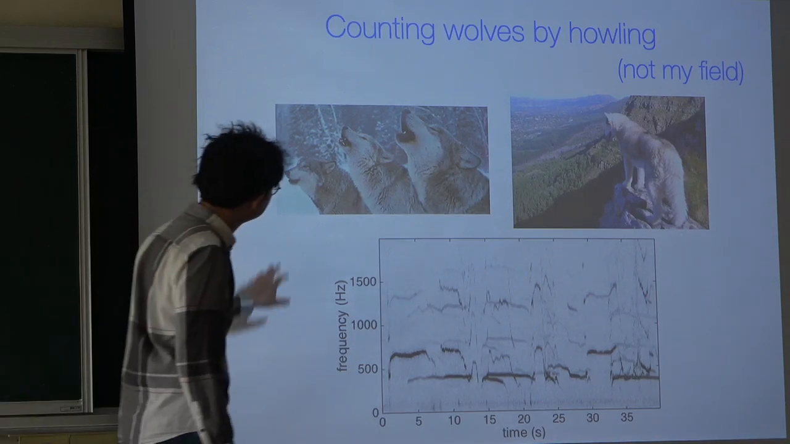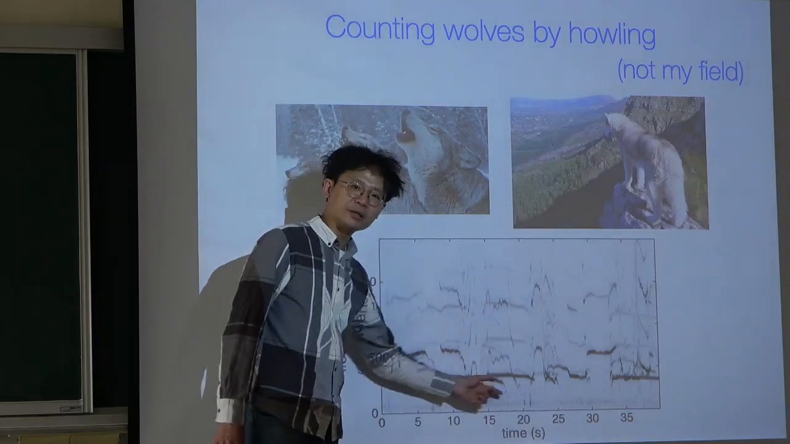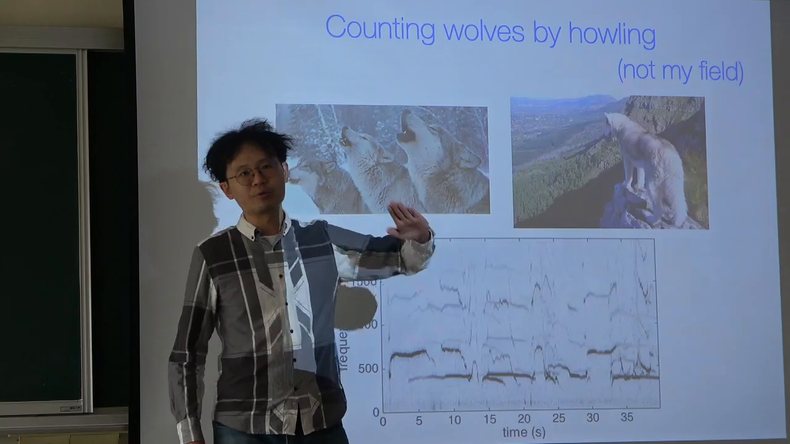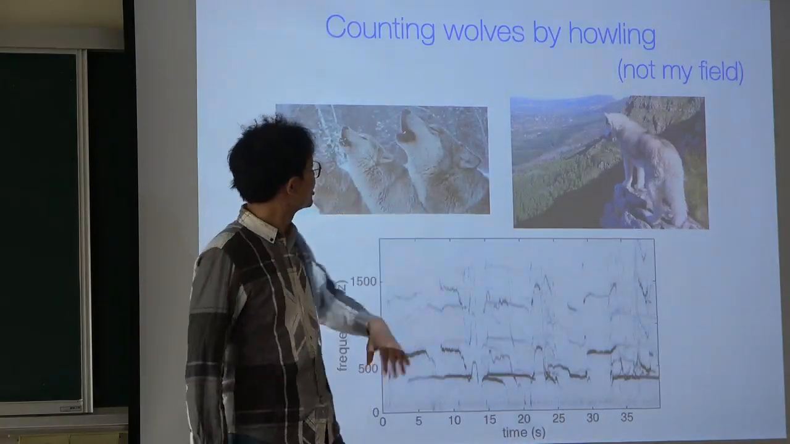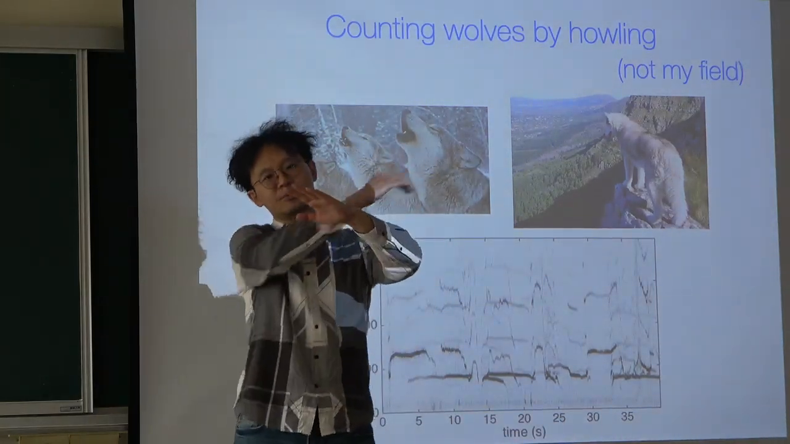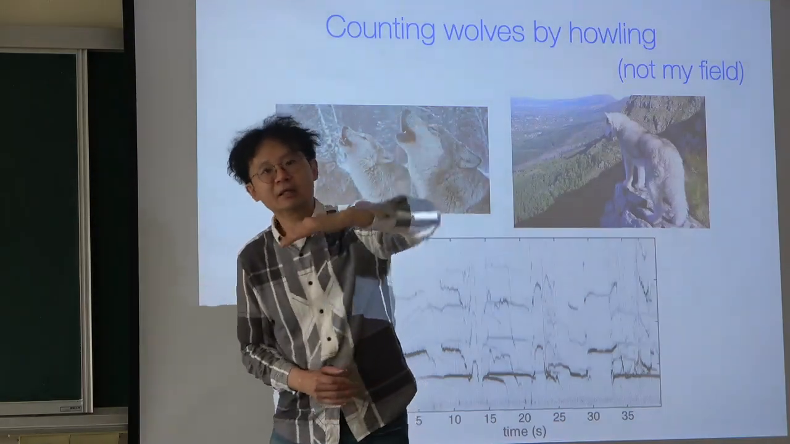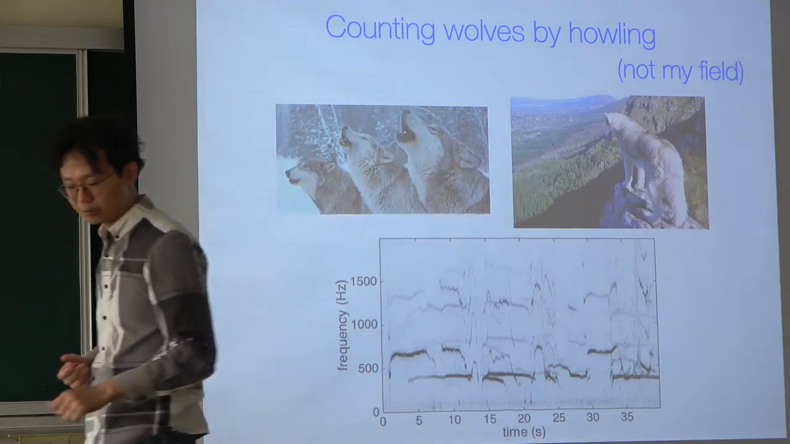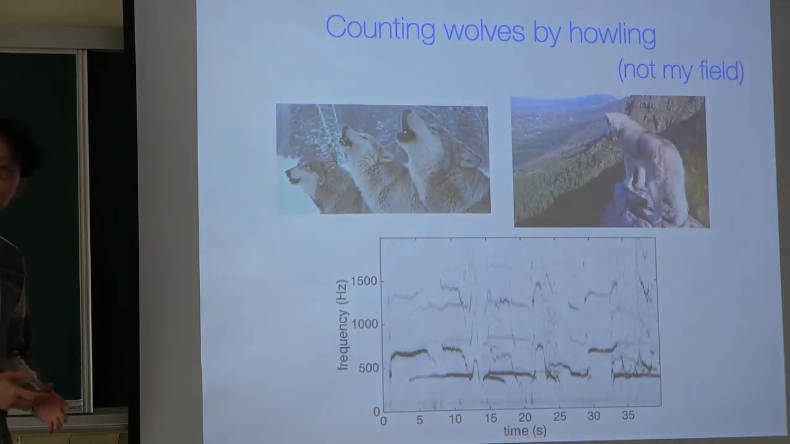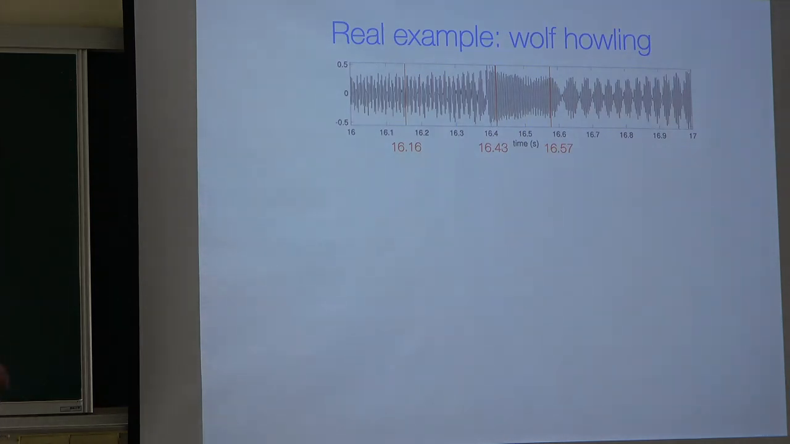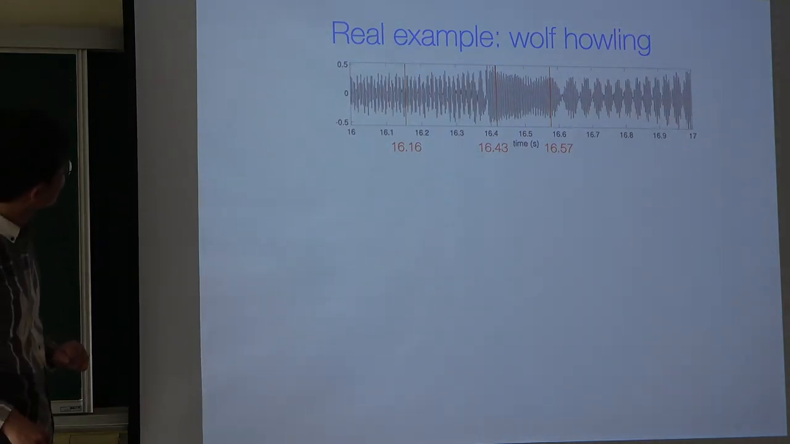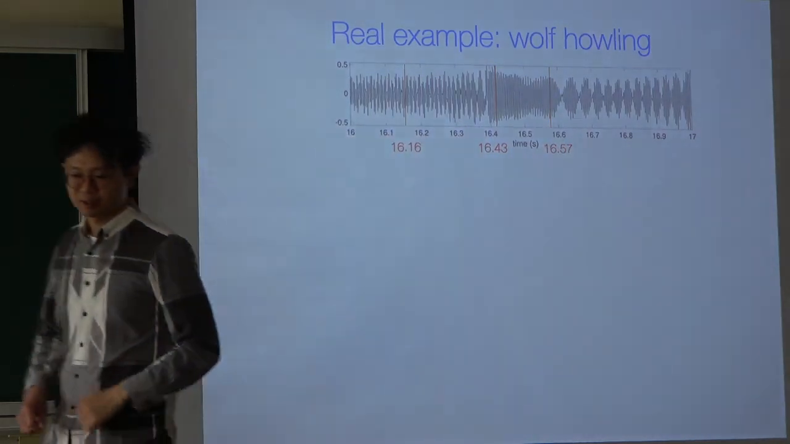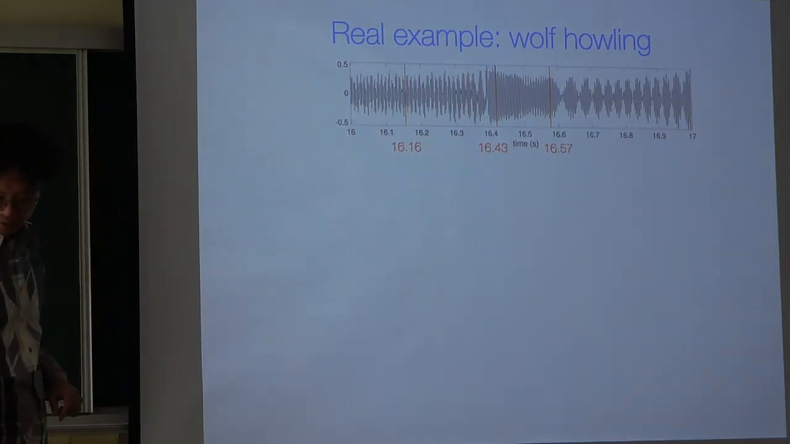You have multiple wolves howling, and this is the signal. And the question is, sometimes one wolf is howling, and the other one is also howling, but one is chirping up, one is chirping down. Then can we separate all the signals, count the wolves, and even reconstruct the howling? Okay, and this is the result. There will be some timing, just keep in mind, and the signal is very complicated, but relatively clear.